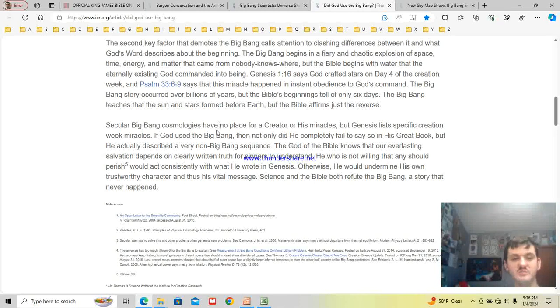The secular Big Bang cosmologists have no place for a creator and his miracles. But Genesis describes a specific creation. It's a creation with miracles. God did not say anything about the Big Bang in his book, but he actually described a non-Big Bang sequence.